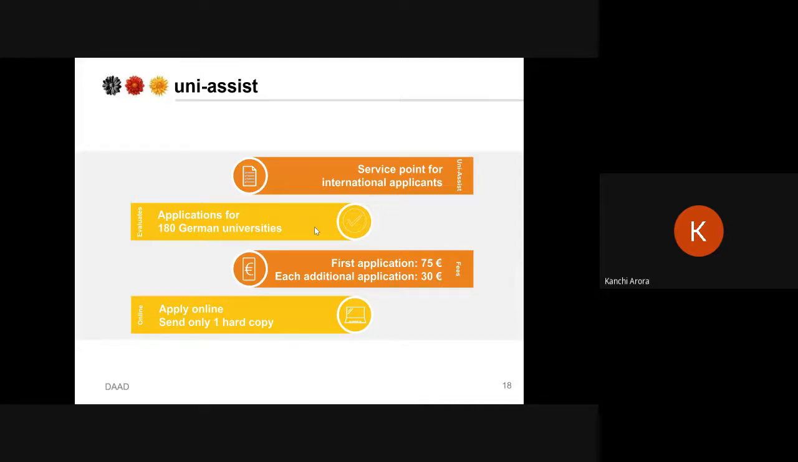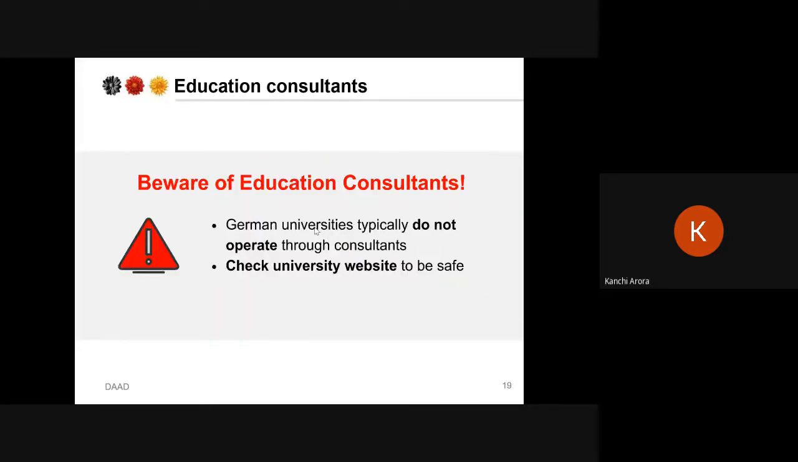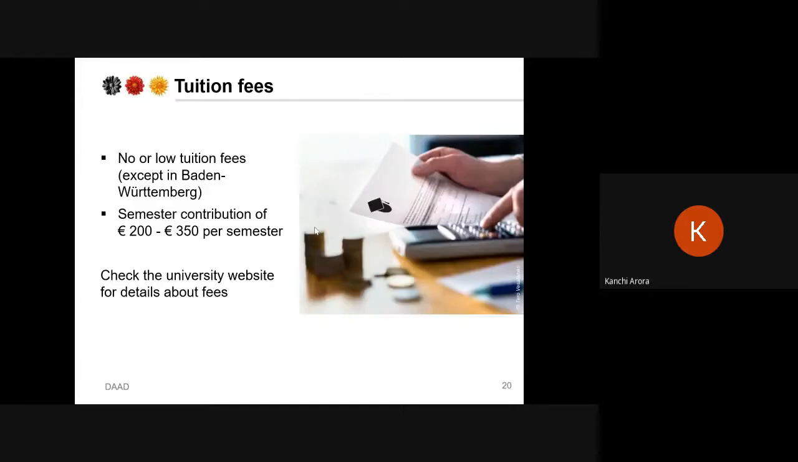Please make sure that you do not get in touch with education consultants when it comes to Germany, because German universities do not operate through consultants, and it would lower your chances of getting into a good university. And always follow whatever is written on the university's website, because the websites are updated.